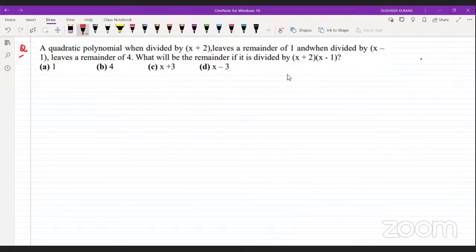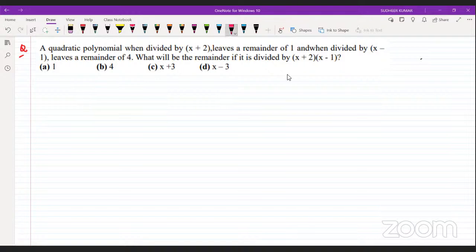So here it is given a quadratic polynomial when divided by x plus 2 leaves a remainder of 1, and when divided by x minus 1 leaves a remainder 4. What will be the remainder if it is divided by x plus 2 times x minus 1? What is the correct answer? Can you guess it? Option C. Okay, we'll check it.